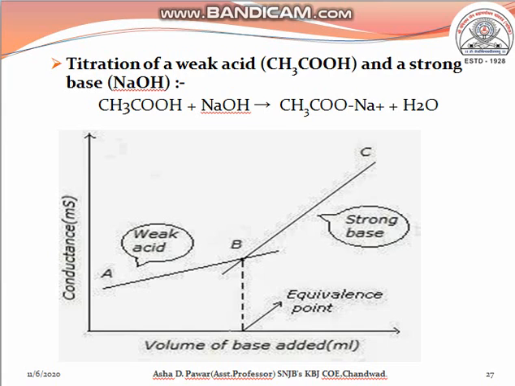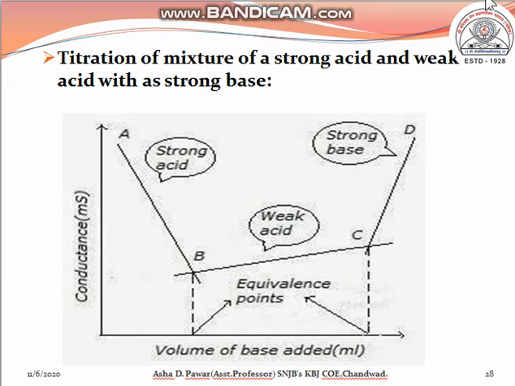Then, in your practical syllabus this type of titration is there, where we take the mixture of strong acid and weak acid and titrate with the strong base. The strong acid is HCl, the weak acid is acetic acid, and the strong base is NaOH. If we take the two acids and measure the conductance during the titration with the strong base, for the mixture of strong acid and weak acid we observe two equivalent points indicated in the graph, that is B and C.